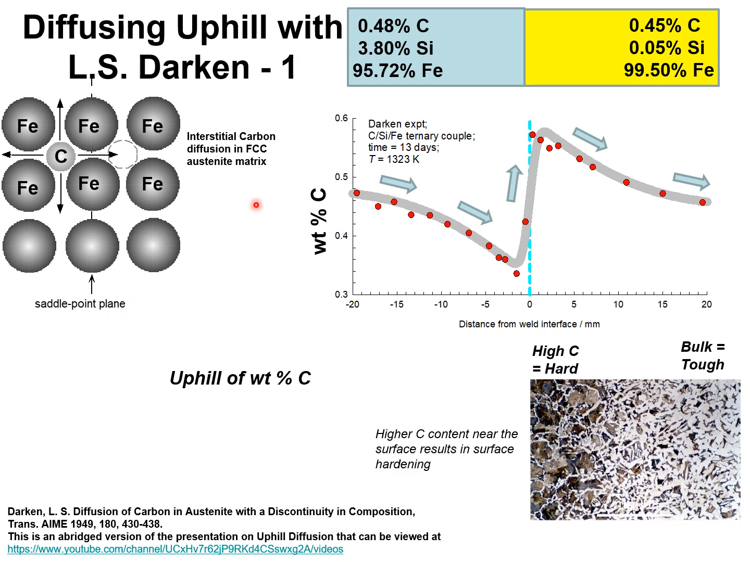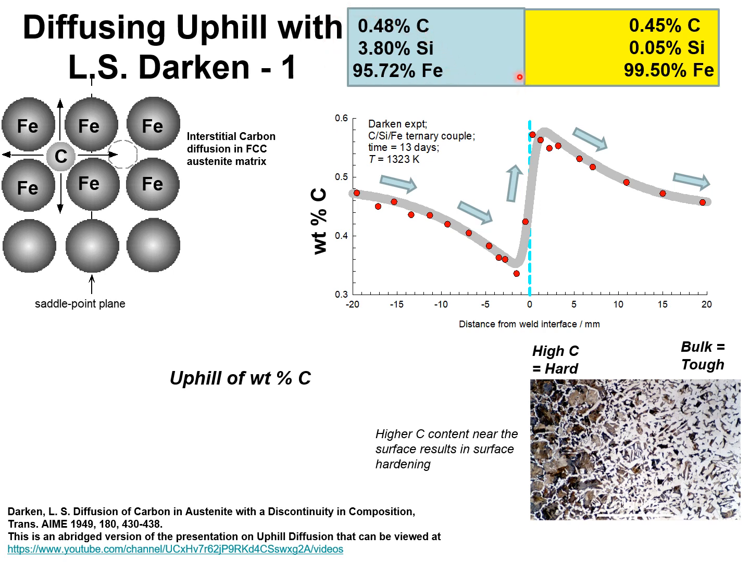Let us examine a set of experiments conducted in 1949 by L.S. Darken. The experiments were carried out with two bars of steel that are brought into contact with each other.